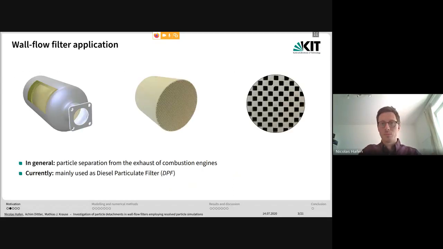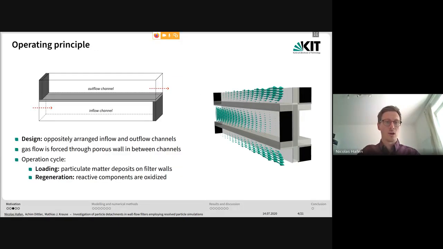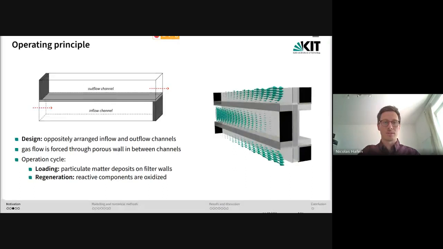Wall flow filters are usually used for particle separation from the exhaust of combustion engines, and currently they're mainly used for diesel particulate filters. However, they can be used for different filtering operations as well. On the right-hand side, you can see a close-up where a few inlet channels are closed. There are open channels and closed channels, which are outlet channels, representing oppositely arranged inflow and outflow channels, with a porous wall between them through which the fluid is forced.